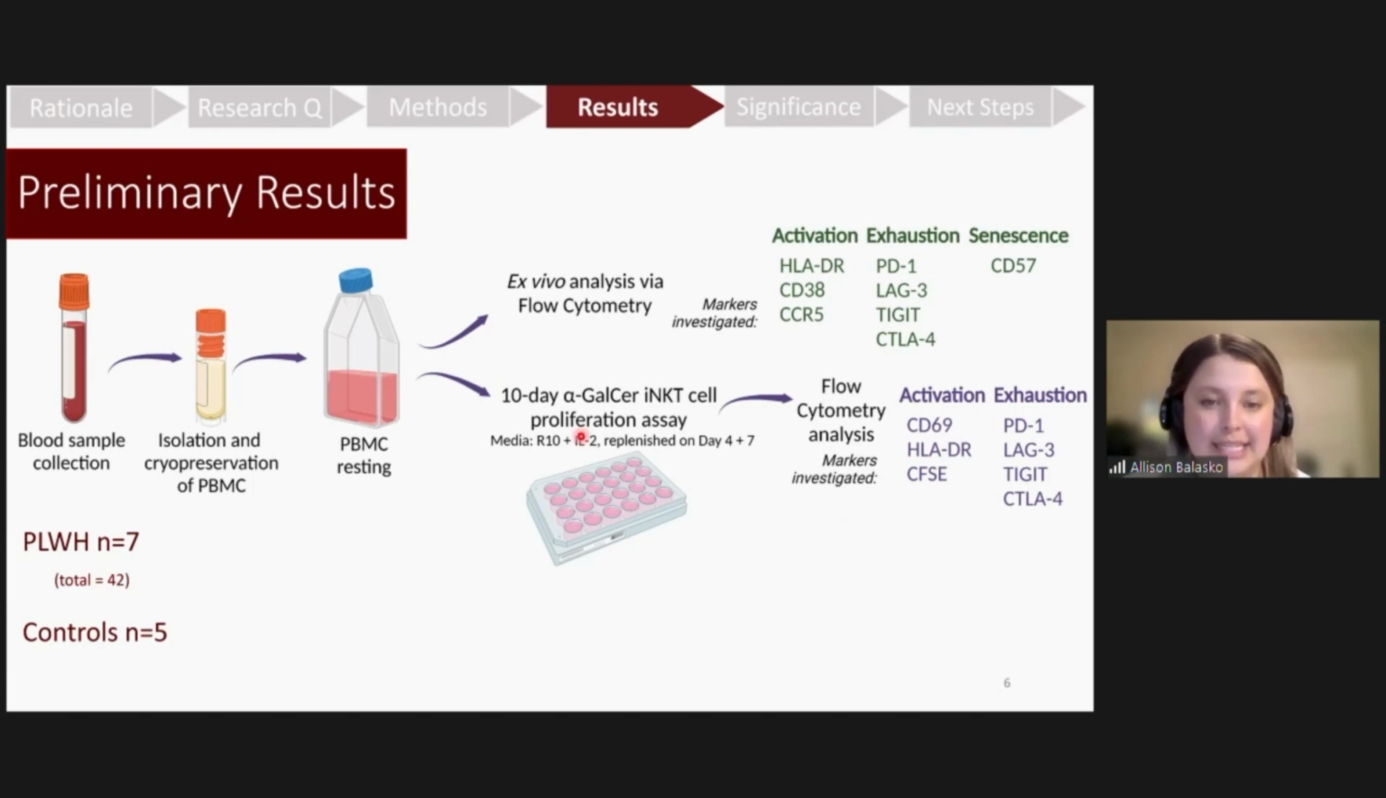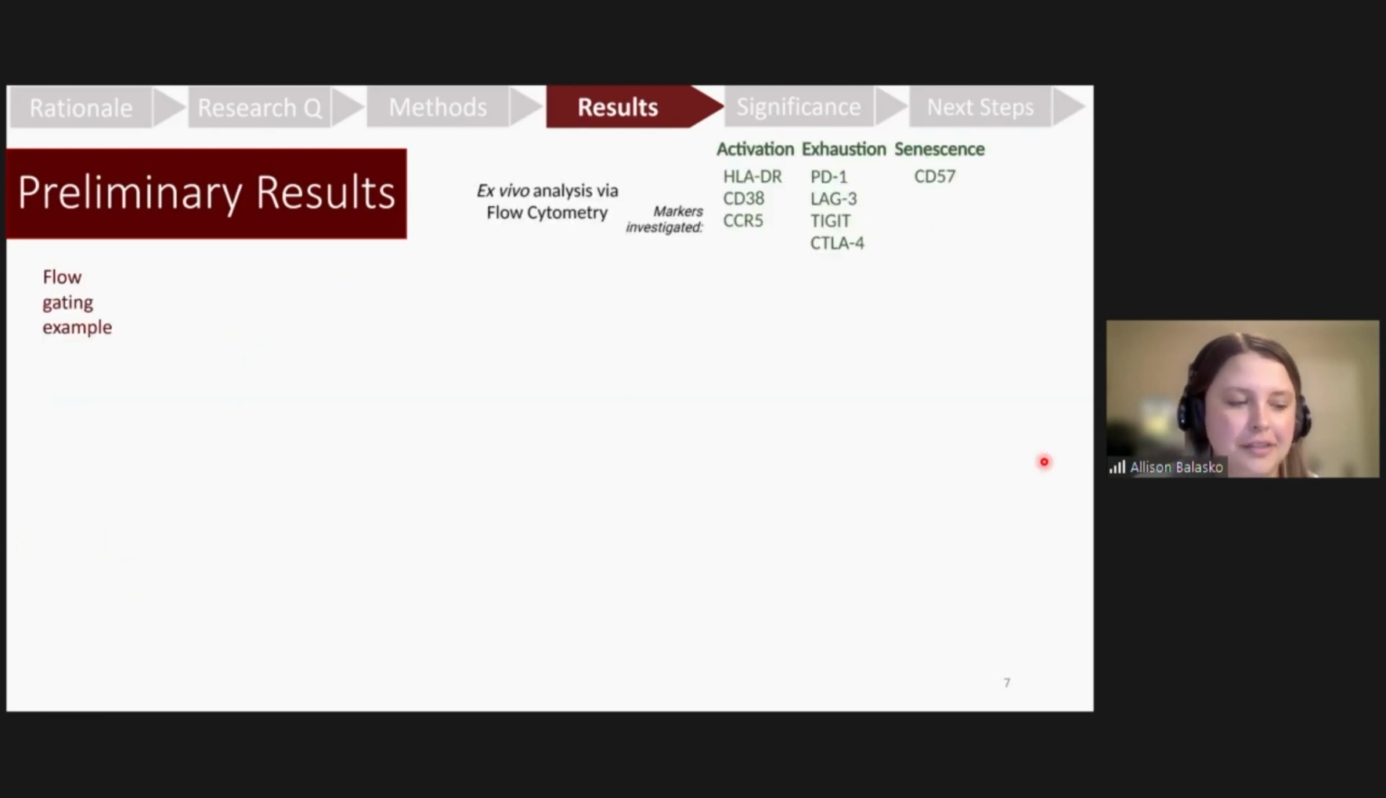I also did a 10-day alpha-gal-cer iNKT cell proliferation assay in media with R10 and IL-2. Then we looked at, again, activation markers on these cells, exhaustion, and proliferation. Were these cells able to respond and proliferate over 10 days? First, sticking to the ex vivo analysis.